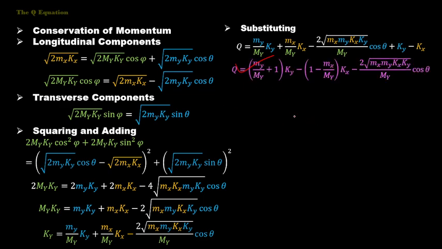And finally, this is an equation. We call this equation the Q value equation that does not contain the kinetic energy of the daughter nucleus. The Q value equation.